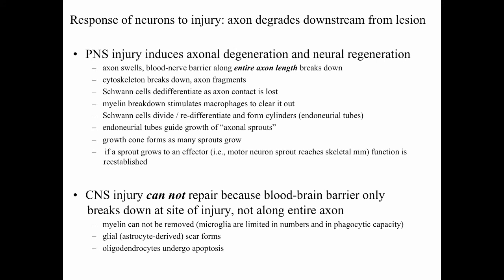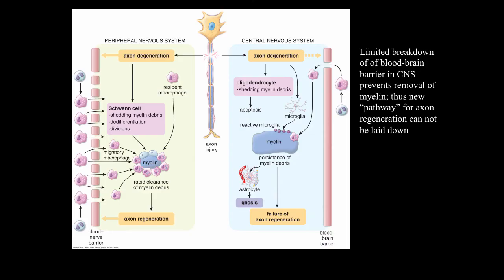Now, the situation is different in the central nervous system because injury in the central nervous system does not repair because the blood-brain barrier only breaks down at the site of axonal injury. It does not break down along the entire axon length. As a result, the myelin which begins to degrade can't be removed. That's because microglial cells are limited in numbers and they're limited in their phagocytic activity because the blood-brain barrier hasn't broken down along the entire length. Additional monocytes and macrophages cannot get in to degrade the excess myelin. You'll get an astrocyte-derived glial scar, and the oligodendrocytes will begin to undergo apoptosis, so you can't really repair the injury to axons in the central nervous system.